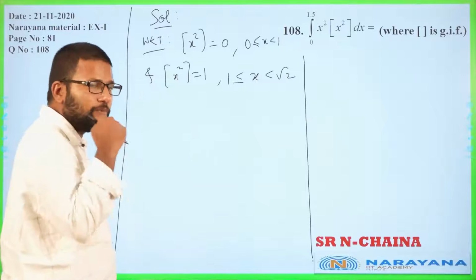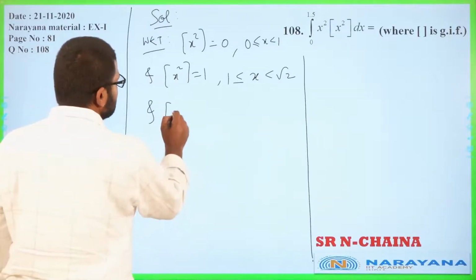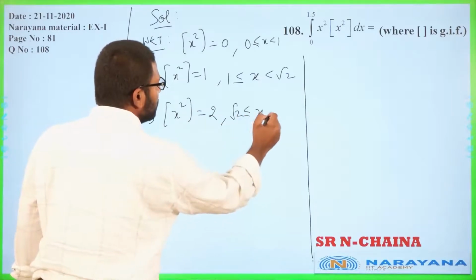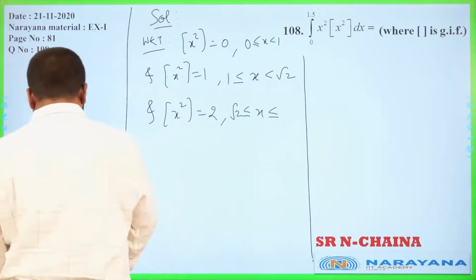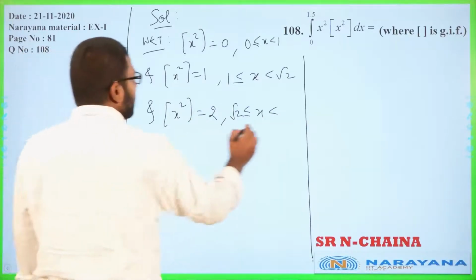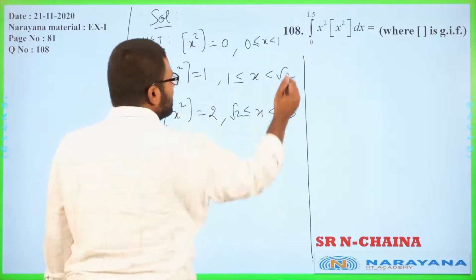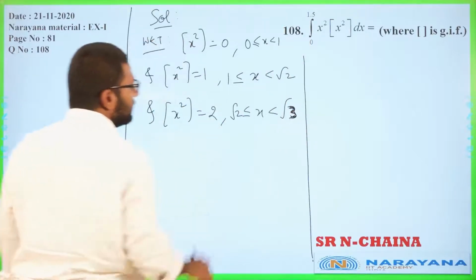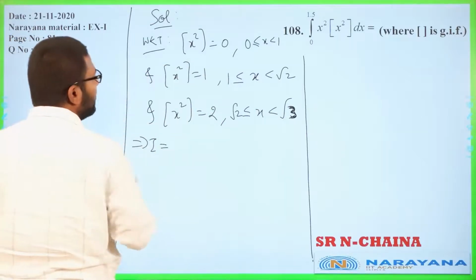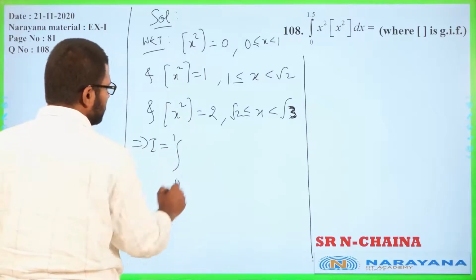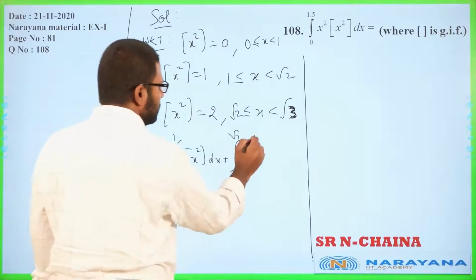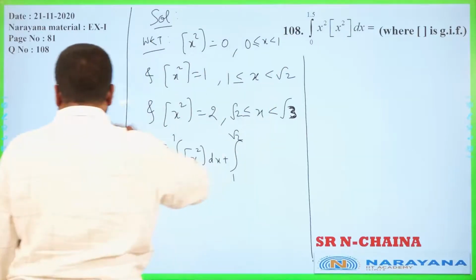Its step value is 2. And step x square is 2 when x lies between root 2 and root 3 actually, but in our case, yeah, you make it root 3 and then you realize that 1.5 is less than root 3. Correct? So, I is equal to integral 0 to 1 step x square dx plus integral 1 to root 2, sorry, not step x square, step x square.